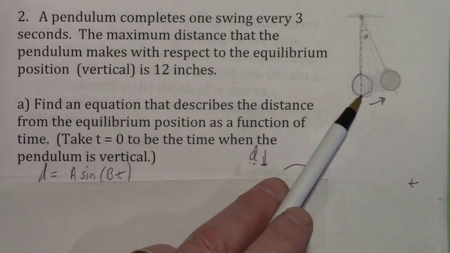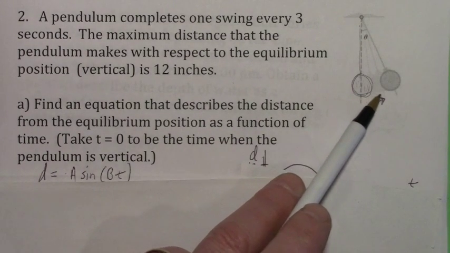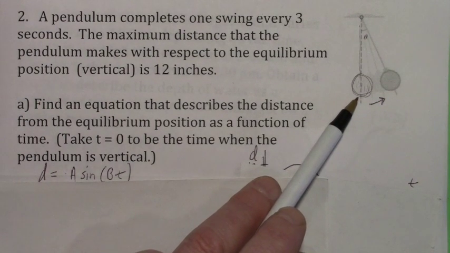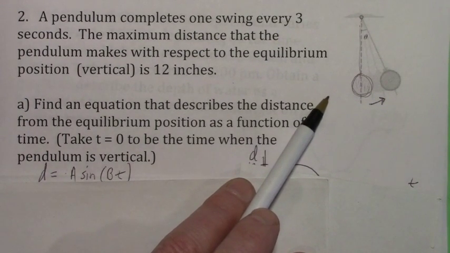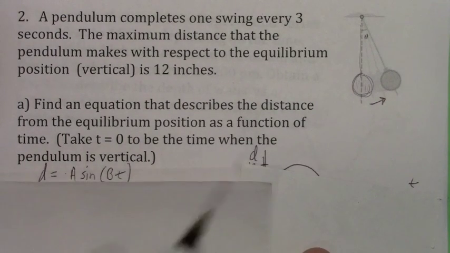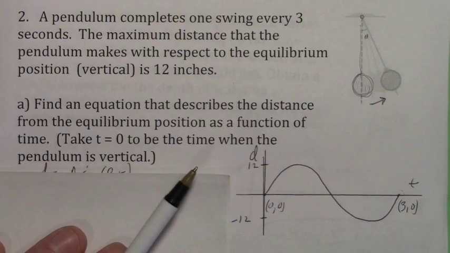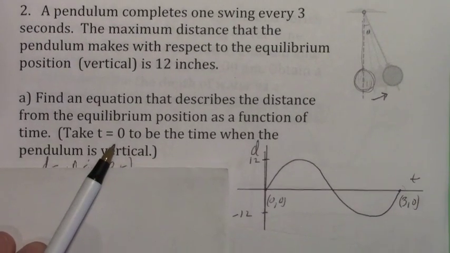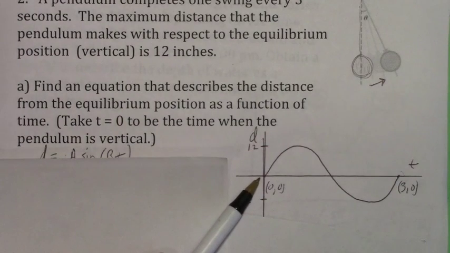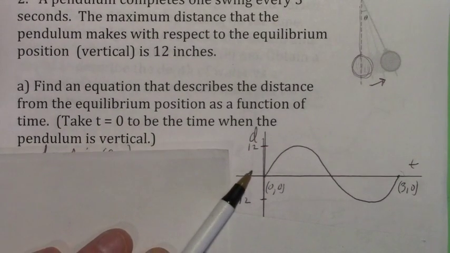Now what does that mean? That means if it starts off here, it has to go to the extreme to the right, back to the middle, extreme to the left, and then back to the middle. That would be one cycle. Got it? Now the picture, if you were to describe the motion, now remember t equals 0 is when it's at the vertical. Okay? So t equals 0, it's right here. That suggests that it starts in the middle of the graph, which would mean perhaps a sine function.